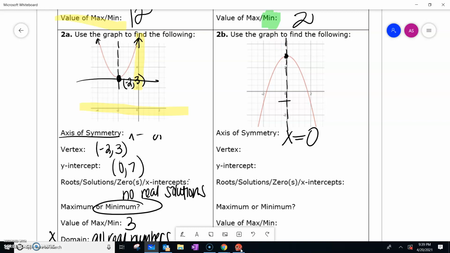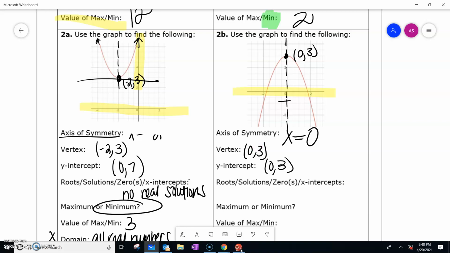Okay. Here's my vertex. That's going through 0, 3. So I'm going to write 0, 3 for my vertex. Okay, this vertex is also our y-intercept. So sometimes they can share points. Okay, it's going through the y-axis. So that is our y-intercept.